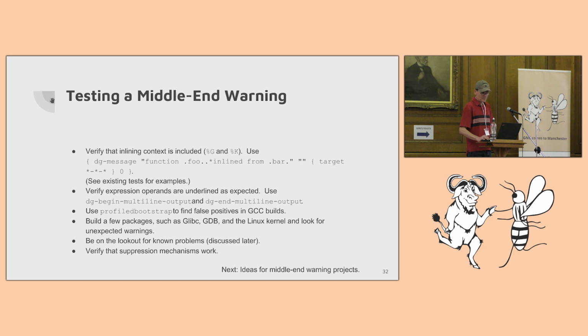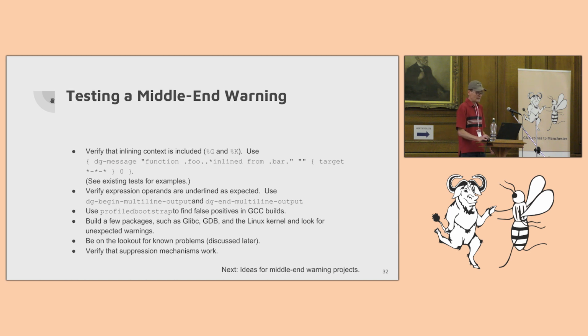So in the interest of time, I'm going to try to speed things up a little bit. Just a few bullet points on testing a middle-end warning. It's important to verify that the inlining context is included. If it isn't, the warning is essentially going to be useless when inlining is involved. As I mentioned, use the %G and %K format specifiers, and in the test suite, use a grep expression using a dg-message directive to look for the inlining context. Make sure that the operands are underlined as expected. That's also very important, and use the begin-multiline-output and end-multiline-output directives to look for the underlining.